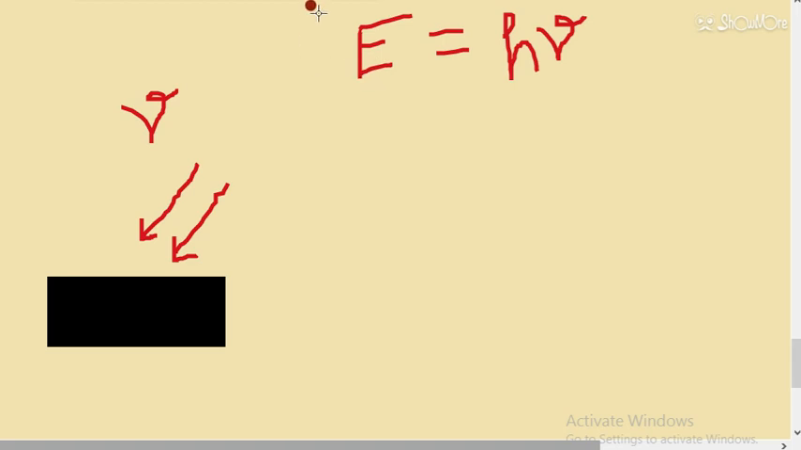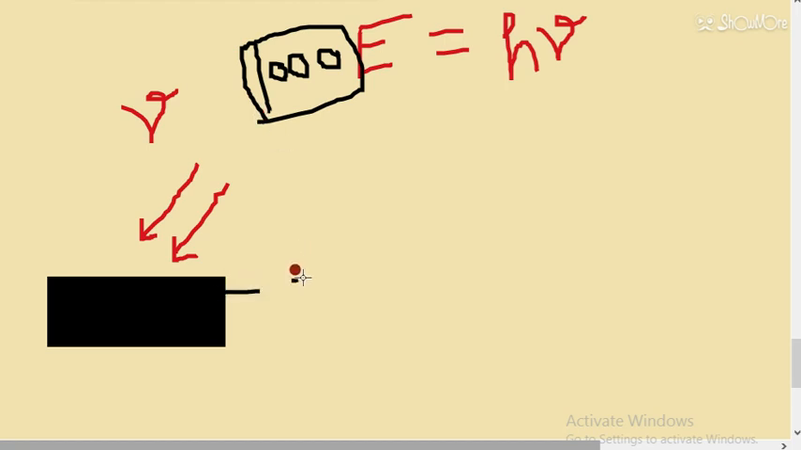Suppose the incident energy is, as an example, 1000 joules, and the metal surface needs only 500 joules to eject the electrons. Basically, whenever light falls on this surface, the outermost electrons will be ejected from the metal surface.